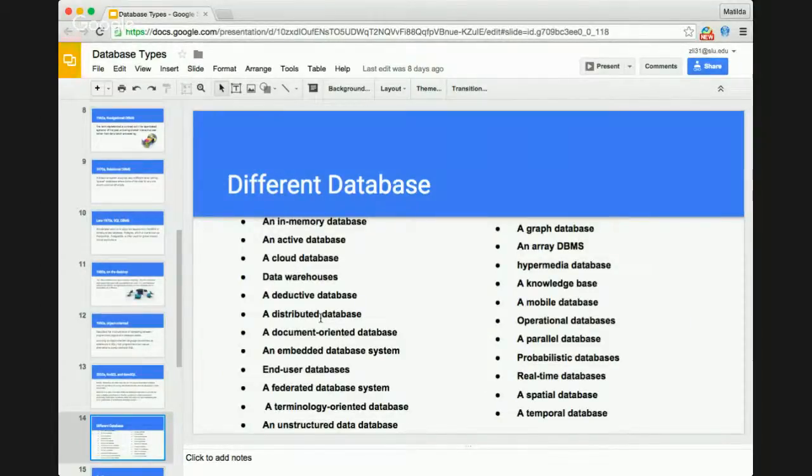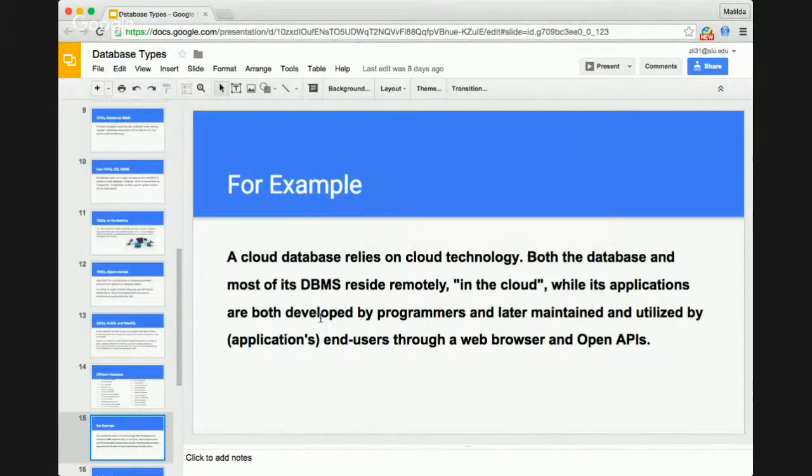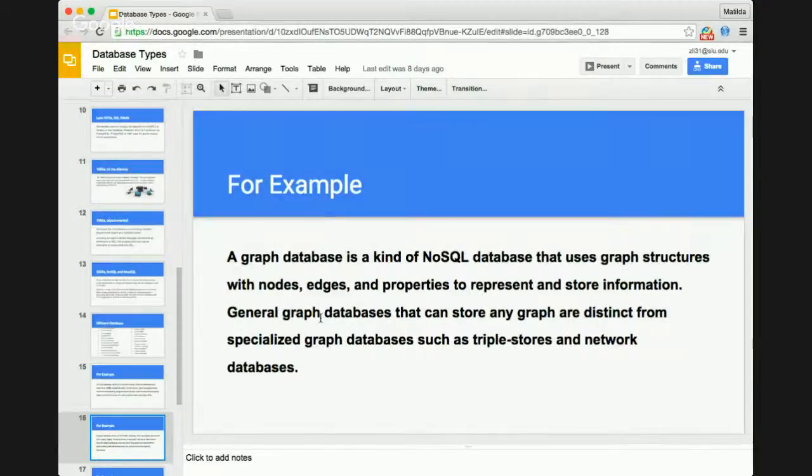There are also different types of databases. For example, a cloud database relies on cloud technology. Both the database and most of its database management system reside remotely in the cloud, while its applications are both developed by programmers and later maintained and utilized by end users through a web browser and open APIs.